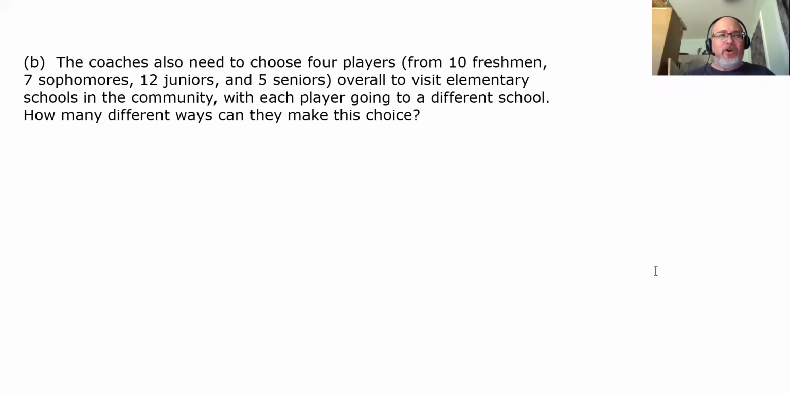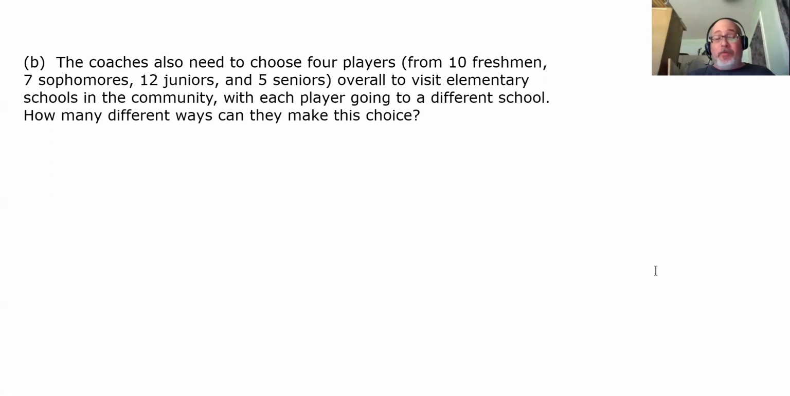The coach also needs to choose 4 players from 10 freshmen, 7 sophomores, 12 juniors, and 5 seniors overall to visit elementary schools in the community, with each player going to a different school. How many different ways can they make this choice? Well, there's 2 key things to notice about this problem. Number 1 is the order they're selected matters because they're going to different schools. First player we pick goes to elementary school A, second player goes to elementary school B, third player to elementary school C, fourth player goes to elementary school D.